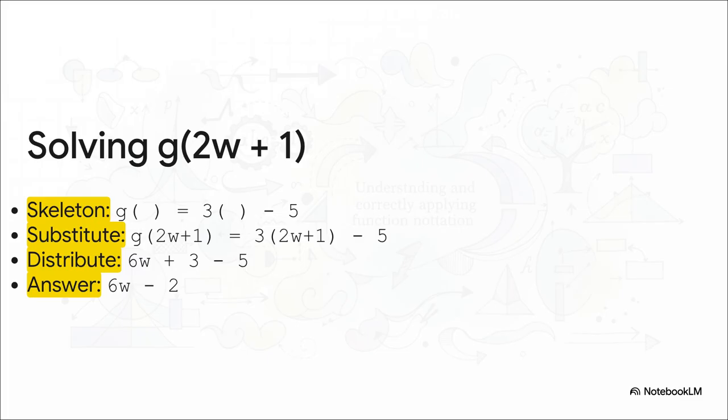First up, skeleton. Then we drop the entire expression, 2w plus 1, into those parentheses. After that, it's just basic algebra. We distribute the 3, combine our numbers, and we land on our final answer, 6w minus 2. See? The process doesn't care how complicated the input is.